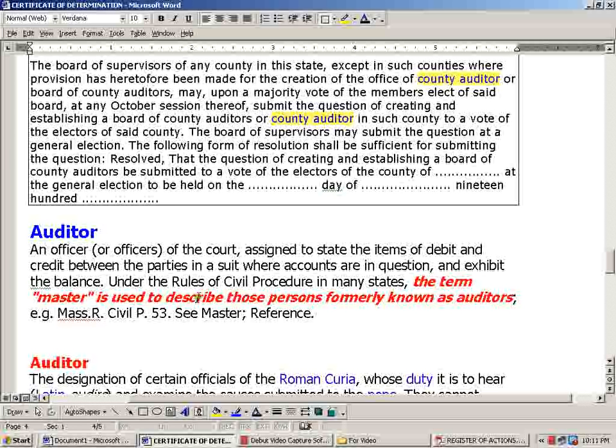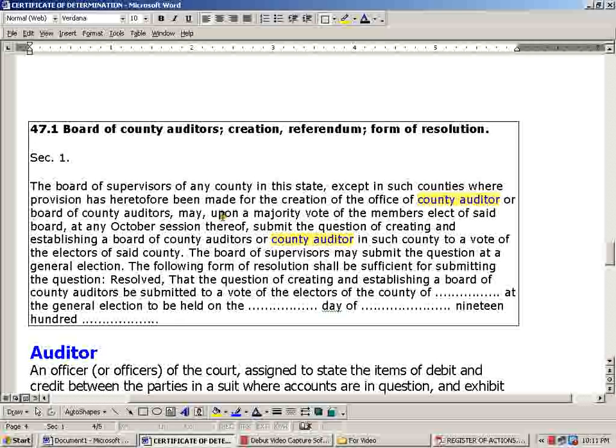Formerly can mean properly known as an auditor. They're called a master. Okay, well, they had masters of chancery. We used to have masters in chancery here in Michigan. They got rid of them. They got rid of the title, but now we have auditors. Except when you go online now, if I try to find Kent County auditors, you can't find anything on them. Yeah, here it talks about there being a board of county auditors. The board of supervisors of any county of the state, except in such counties where provisions are made for the creation of the office of county auditor, or board of county auditors, may upon majority vote, right? So you can have a county auditor or a board of county auditors.